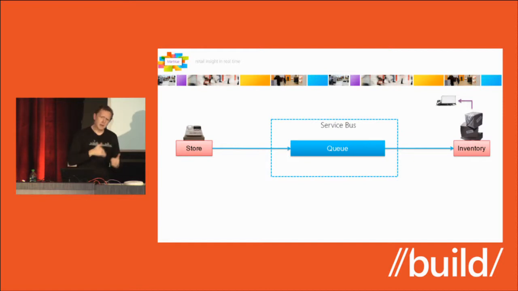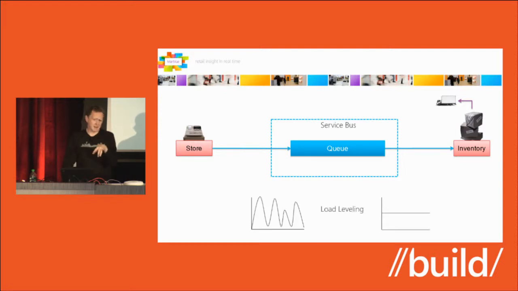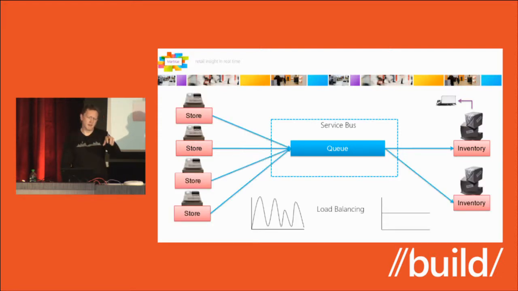So let's build up an architecture to solve this problem. So starting out, we could put a queue between our front-end points of sale and our inventory system, and we get the advantages of temporal decoupling that I mentioned before. We also get load leveling. When we scale up the number of front-end stores, then we can scale out the back ends accordingly, and we get load balancing.